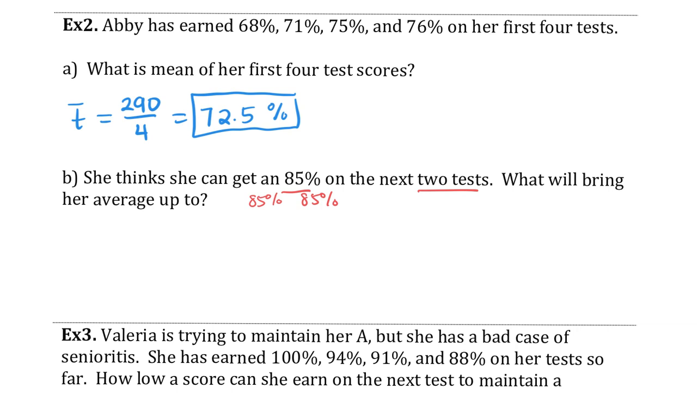Okay, so now her test average is 460 divided by, now how many tests has she had? Well, she had 4 before, and now she's had 2 more, so now she's got 6 tests. Okay, so her test grade is now around 76.6 or 76.7%. So it came up some.